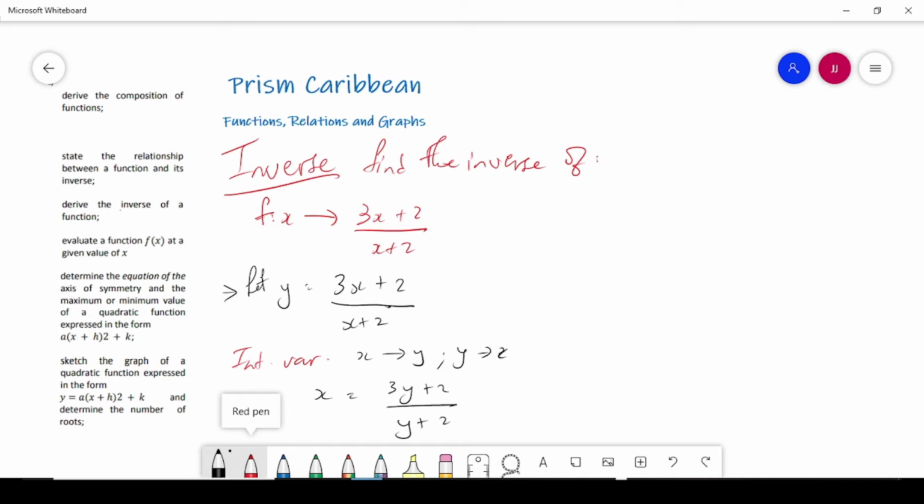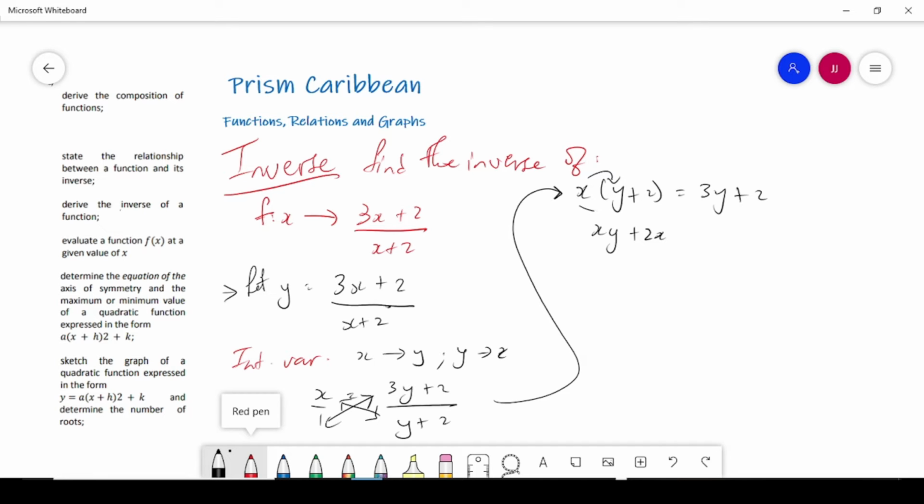If you want, you can pause the video here and work along so that you can find the inverse of the function, or if you think you might need some help with it, you can stay along with the video. The next step is we cross multiply. So we have x into y plus 2 is equal to 3y plus 2, which means when we expand, we get xy plus 2x is equal to 3y plus 2.